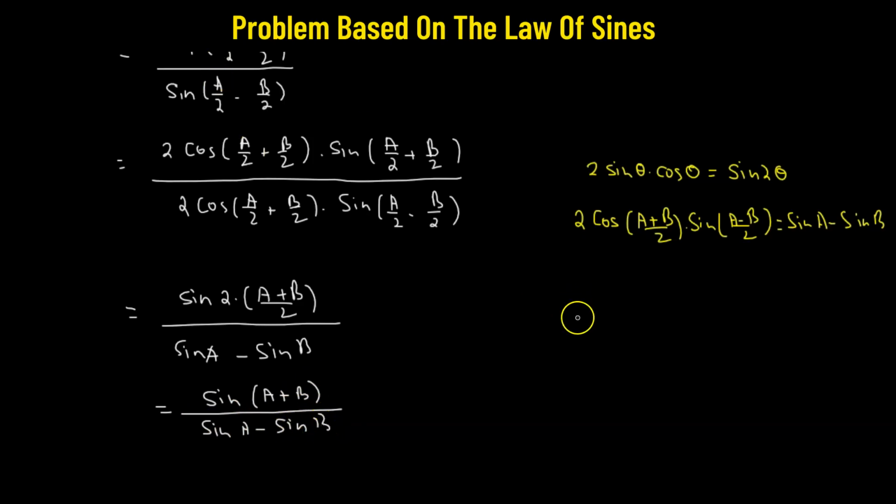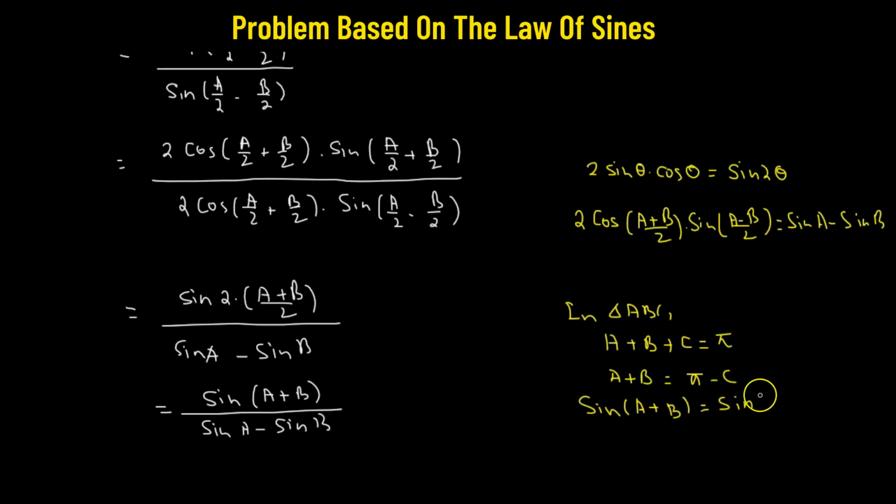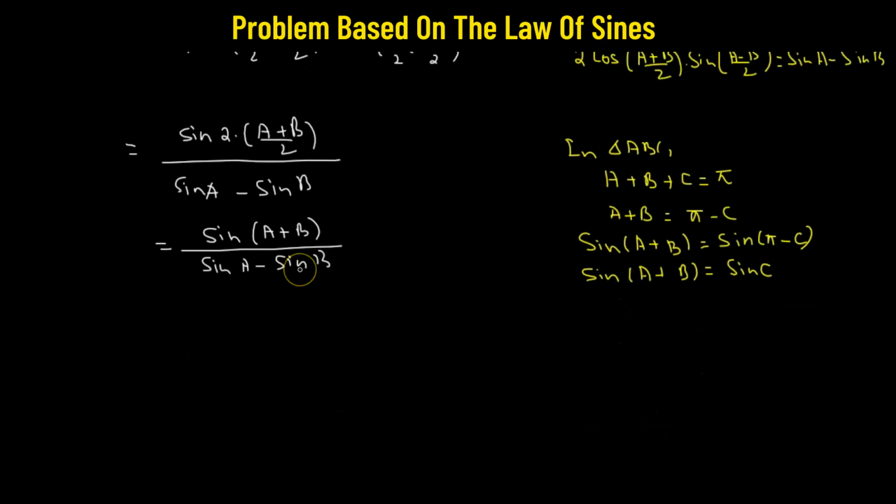Now we also know for a fact that in the triangle ABC, the sum of the interior angles, A plus B plus C, sums up to pi radians. So we can rewrite A plus B as pi minus C. If we take the sine on both sides, we have sine of (A plus B) equals sine of (pi minus C). What's the value of sine of (pi minus C)? That's simply sine C. So sine of (A plus B) equals sine C. Now we can replace the numerator with sine C, so we get sine C divided by sine A minus sine B.